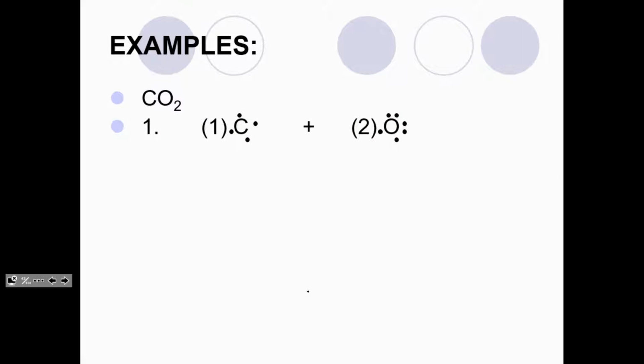Okay. Next example is CO2. Carbon dioxide. I'm going to count up the valence electrons. Carbon has 4, oxygen has 6. There are 2 oxygens though, which gives me a total of 12. So 12 plus 4 gives me 16 valence electrons to work with.